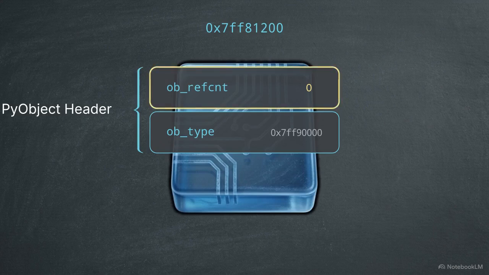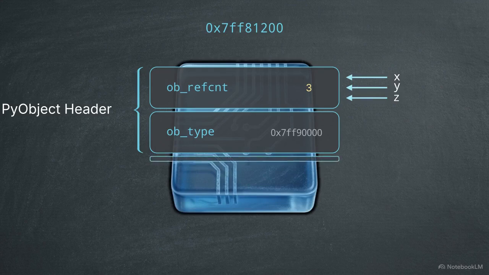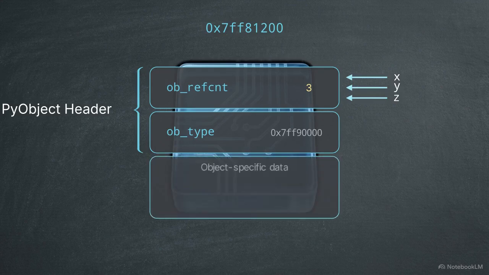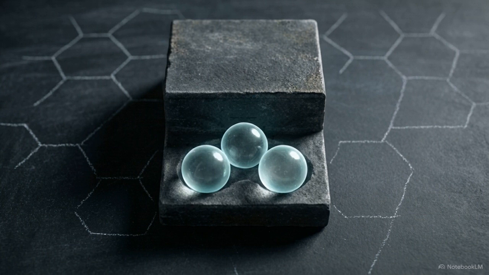The first component of this struct is the reference count, or OB_ref_count. This field is purely for memory management state, tracking exactly how many variables are currently pointing to this exact memory address. Below the header sits the object-specific data. If we create a simple string, the payload hello is stored right here. Notice what is missing from this memory block. The object contains state and data, but it contains zero execution logic.